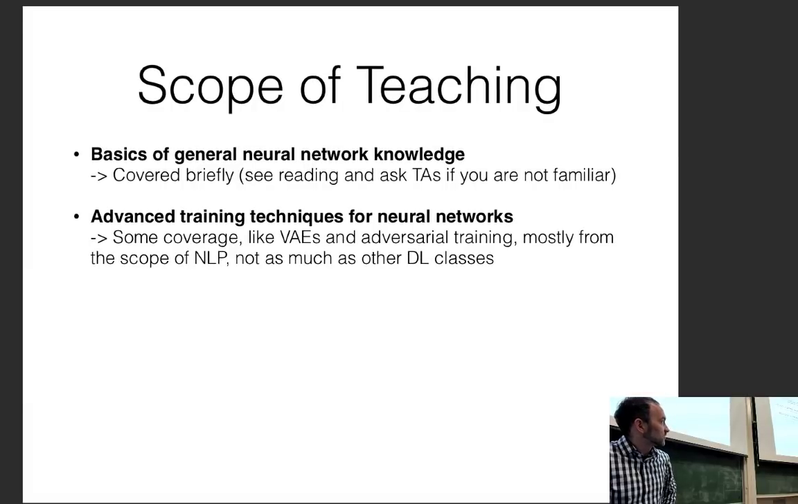Advanced training techniques for neural networks, there will be some coverage. Like we'll talk about variational autoencoders, adversarial training, mostly from the scope of NLP. It won't be as much as your deep learning class. So if you want to take a class on these kinds of things, deep learning, for example, deep reinforcement learning would be better choices of classes.